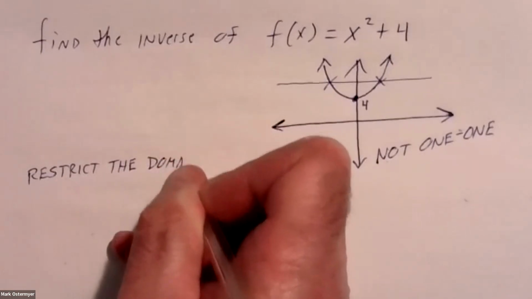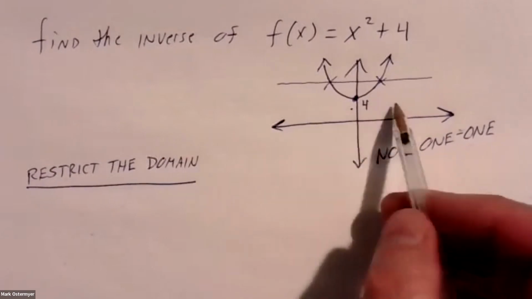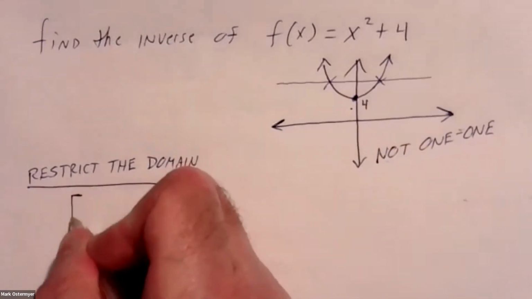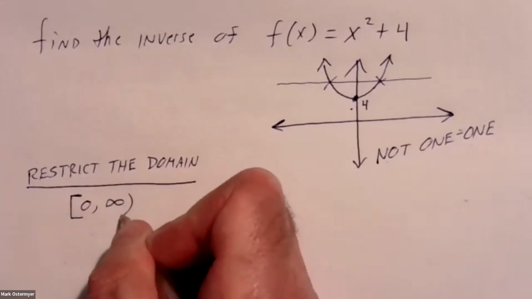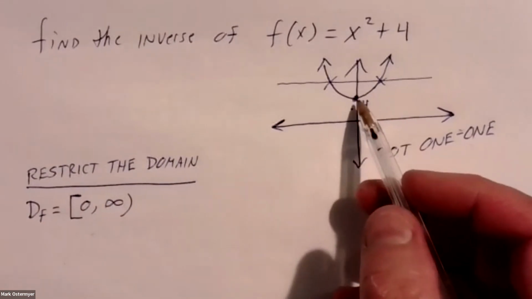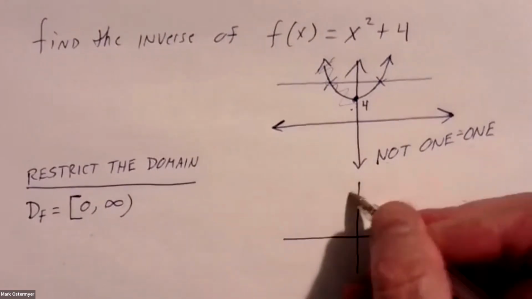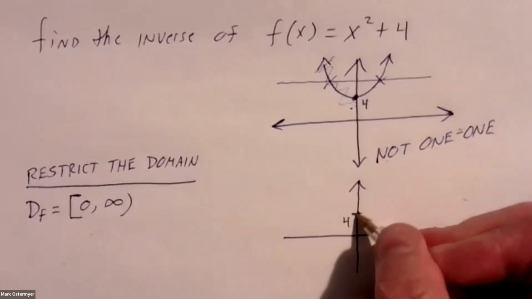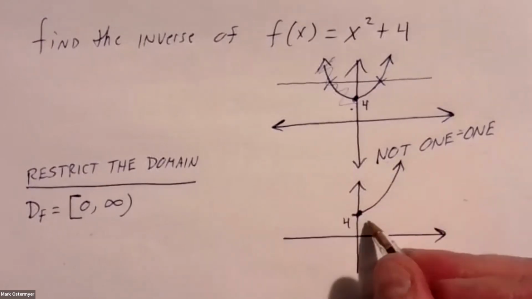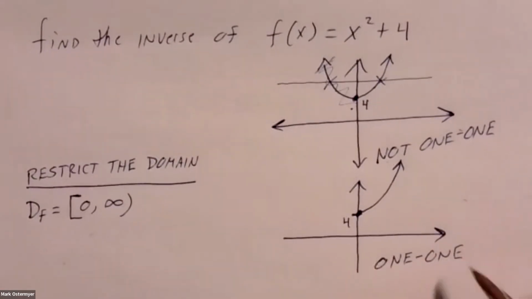By restricting the domain, we can force this to be a one-to-one function. Presently, my domain is from negative infinity to positive infinity. I'm going to restrict the domain to consist of only non-negative real numbers. When I do that, the left branch of this parabolic graph disappears. It's gone. And so the graph of this now one-to-one function, whose domain has been restricted, is going to look like this. Now this is a one-to-one function, and so therefore it will now possess an inverse. So by restricting the domain, I force this original function, which was not one-to-one, to become one-to-one.